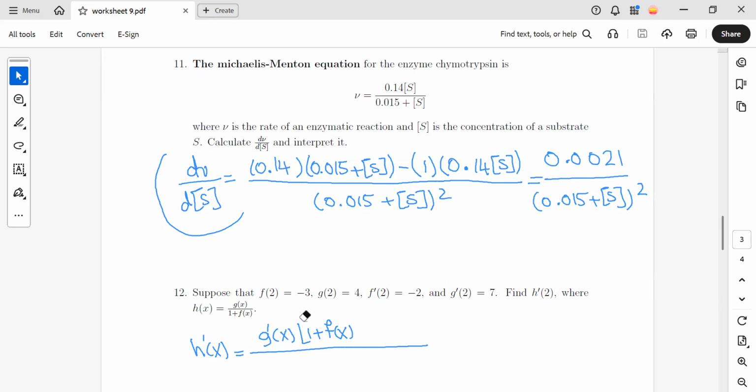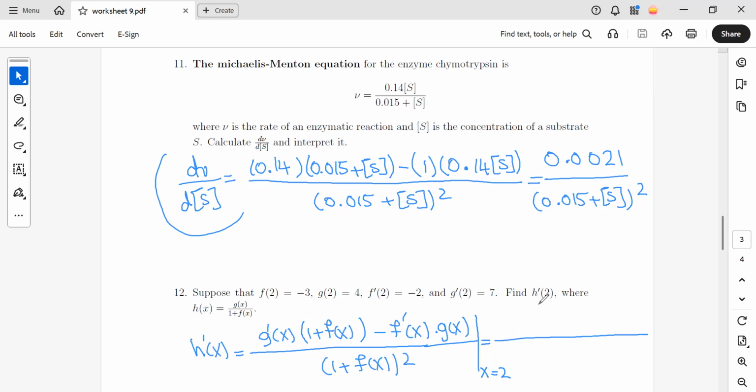It is not a bracket as a function. It is just, let's say, parentheses, minus derivative of the denominator, which is f prime of x, multiplied by the numerator, all over 1 plus f of x squared. Now it is time to find this at 2.